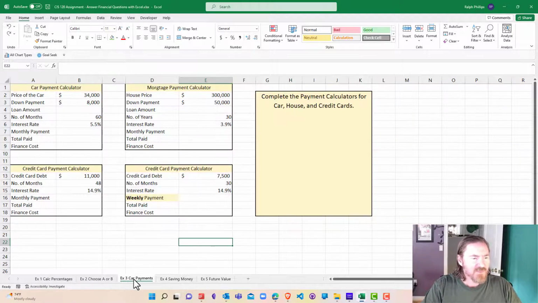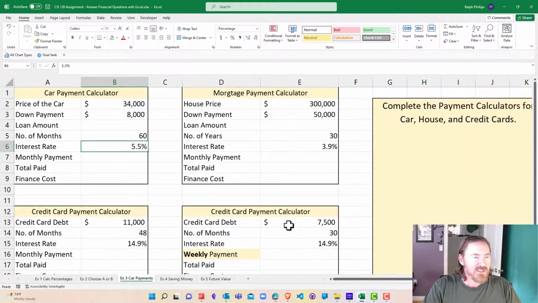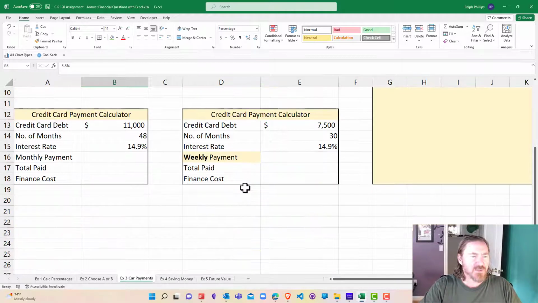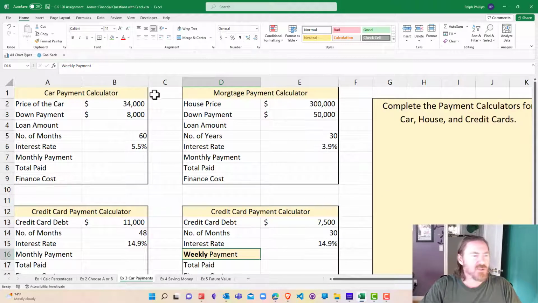So I'm going to jump over to number three, the car payments. Okay, so this should be pretty easy to work on here. I've already got it set up in part for you here. We've got the calculators labeled out, and of course there are resources on videos on how to go through this. The one that I see students get tripped up the most is right down here, this credit card payment calculator, where it's weekly payments. That can be a little bit tricky to look at, so we'll pause, go a little slower on that one.